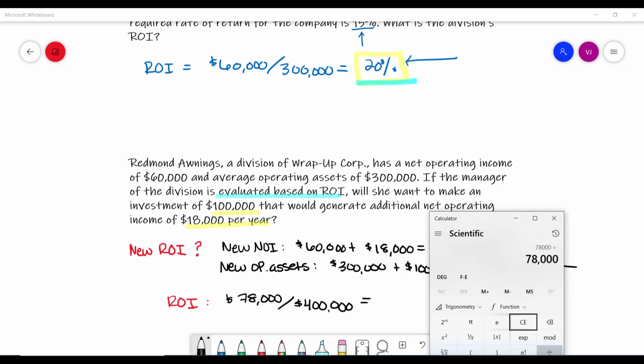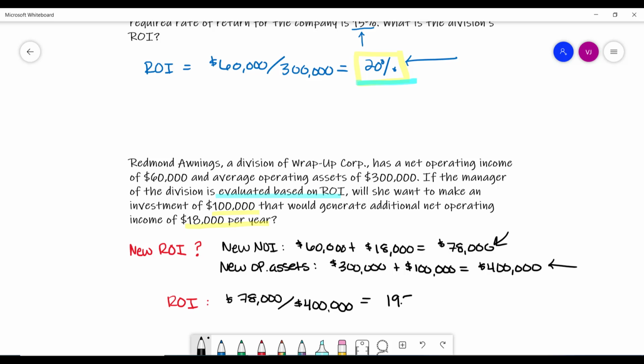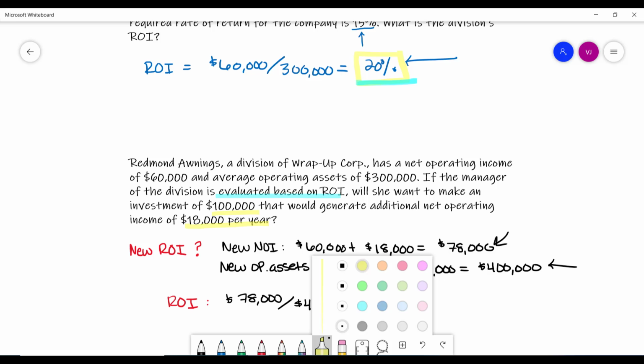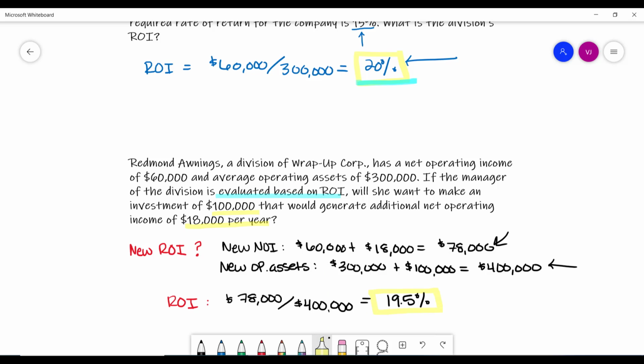Do 78 divided by 400. So that's 19.5%. So let's ask that question again. If the current ROI for the division is sitting at 20%, and if the manager of Redmond Awnings is being evaluated on the basis of ROI, will she want to invest in a project that's going to cause her division's ROI to go from 20% down to 19.5%?